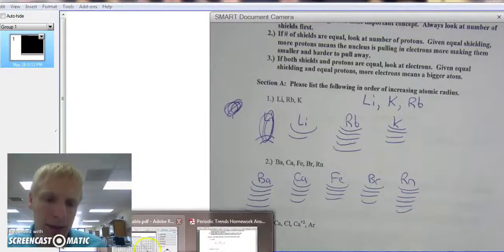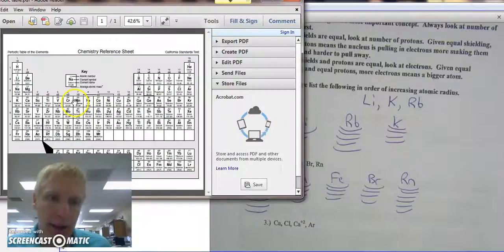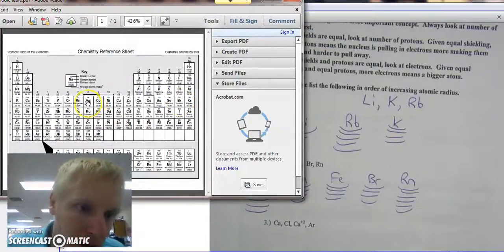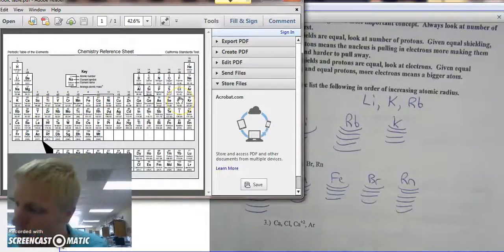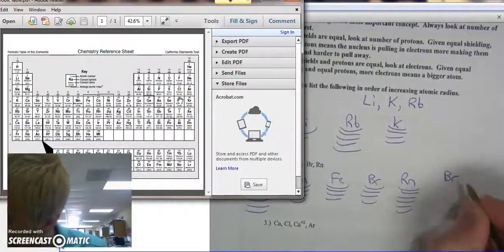Alright, looking at a periodic table now. What we have right here is calcium, iron, and bromine. So which one has more protons? Bromine does, 35 as opposed to 26 or 20. So bromine is actually going to be the smaller one.